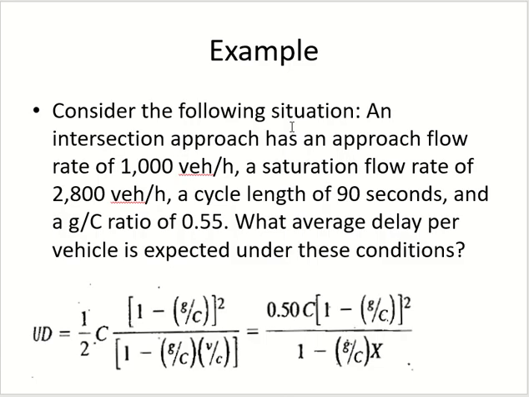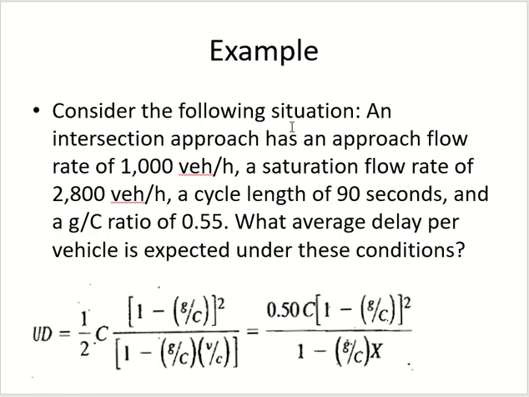Okay. We have the situation: an intersection approach has an approach flow rate of 1000 vehicles per hour. Which flow rate is this? Look at the equation. Which value from the equation is given here? 1000 is V. Approach means arrival. So V is given. Then we have saturation flow rate, cycle length, G by C ratio. They want to find the average delay. This is the equation of average delay.